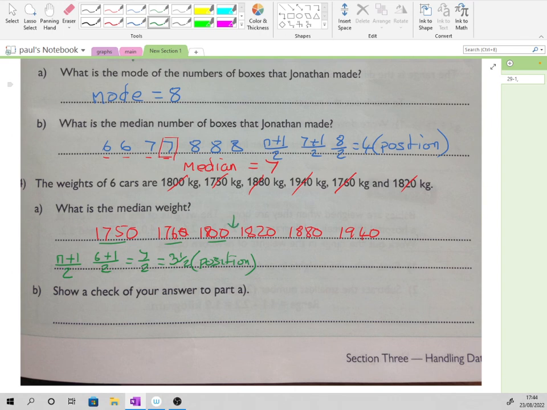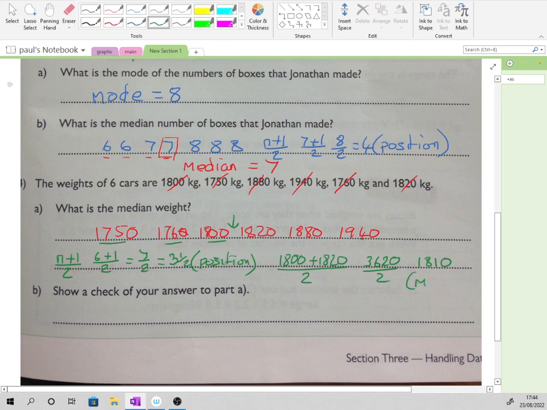So we need to add these two and divide by 2. So 1800 plus 1820 is 3620, divided by 2, which is 1810. And this is the median.